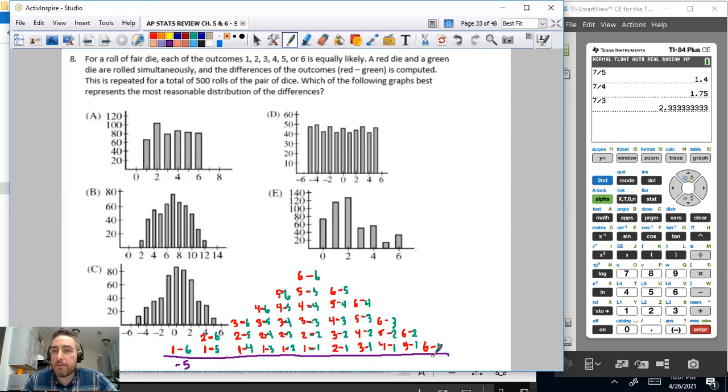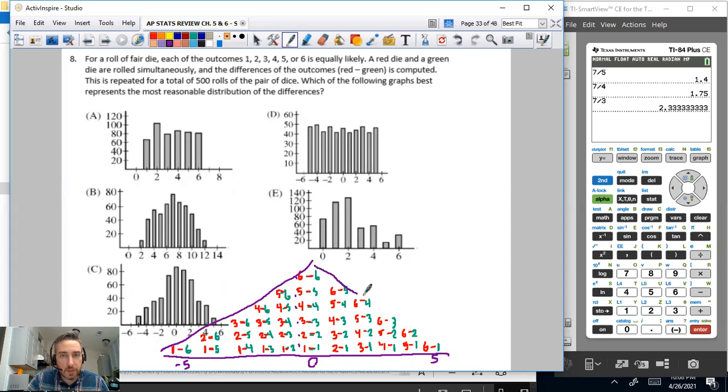Same thing, you can only get 5 once, with 6 minus 1. Now, what's going to be the most common is 0, because look how many ways you can get that. There are 6 different ways you can get 0. So it's going to be centered around 0, with your lowest value at -5. This is what the distribution should look like.